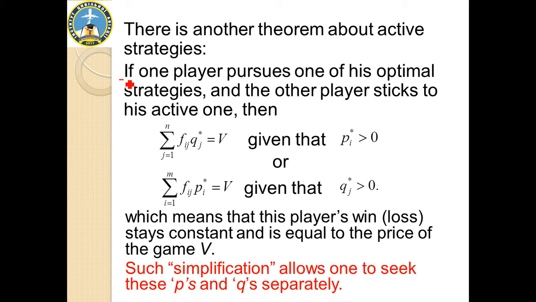It basically states that if one player pursues one of his optimal strategies and the other player sticks to his active strategy, or one of his active strategies, then the double summation representing the price of the game can be replaced by a single sum, where we sum the payoffs not across the entire matrix, but across the columns or rows of the matrix, given that the other player sticks to his active strategy.